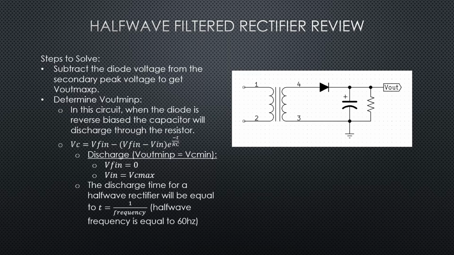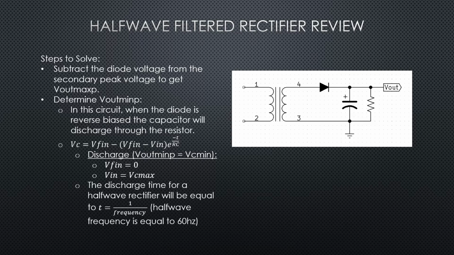Now that we have the secondary peak voltage, we can subtract the diode voltage, the 0.7 volts for the diode, and that will give us the maximum voltage that the capacitor is going to charge to. And we know that that is actually going to be our Vout max.